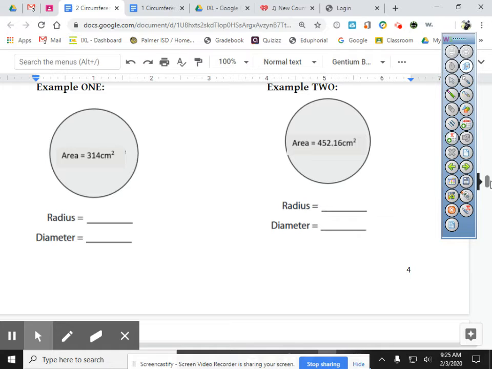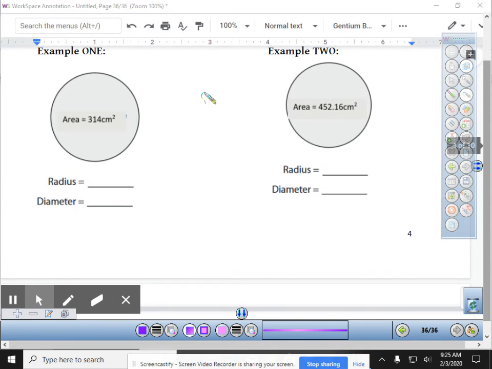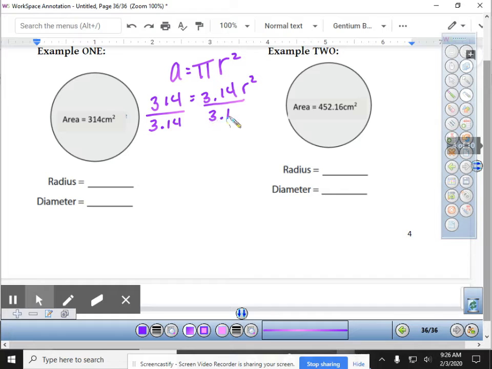The area is 314 square centimeters. We're going to find the radius and the diameter. What is the formula for the area of a circle? Pi r squared. What do they tell you the area is? 314 equals 3.14 r squared. Next step, you gotta divide both sides by 3.14. I'm gonna do that for you for now because I believe you can divide, but it's 100. So 100 equals what? R squared.